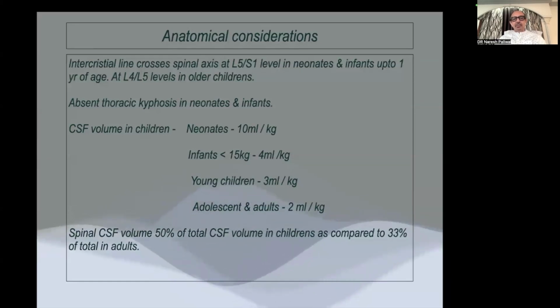The CSF volume in children is different in different age groups. In neonates, it is almost 10 ml per kg. In infants less than 15 kg, it is 4 ml per kg. In young children, around 3 ml per kg. And in adolescents and adults, it is around 2 ml per kg. Also, there is a difference in the proportion of CSF in the spinal canal between adults and pediatric patients. In pediatric patients, almost 50% of the total volume is in the spinal canal, while in adults, it is only 33% of the total volume.